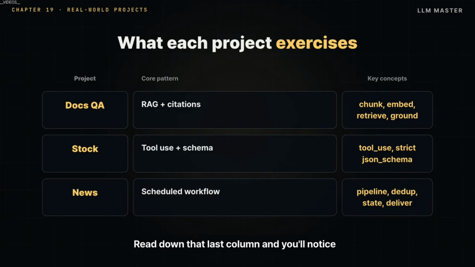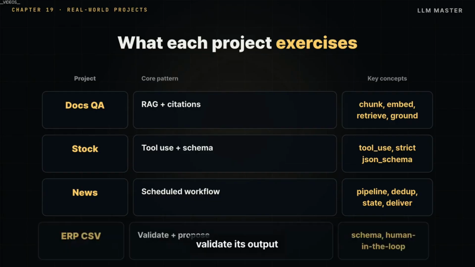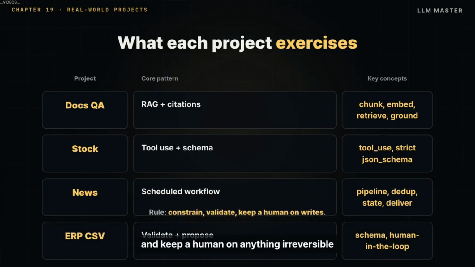Read down that last column, and you'll notice the same handful of ideas keep reappearing: constrain the model, validate its output, and keep a human on anything irreversible. That's not 4 separate skill sets. It's one engineering posture applied to 4 domains. If you internalize this table, you can walk into almost any "can you build an LLM feature for X" request and already know the shape of the answer.